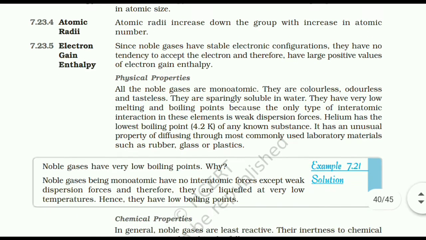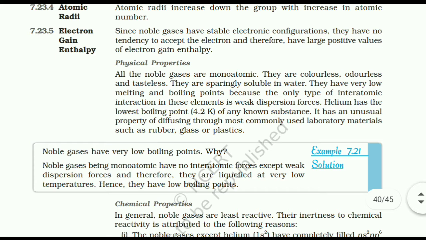Physical properties. All the noble gases are monoatomic. They are colorless, odorless and tasteless. They are sparingly soluble in water. They have very low melting and boiling point because the only type of interatomic interaction in these elements is weak dispersion forces. Helium has the lowest boiling point of 4.2 Kelvin of any known substance.